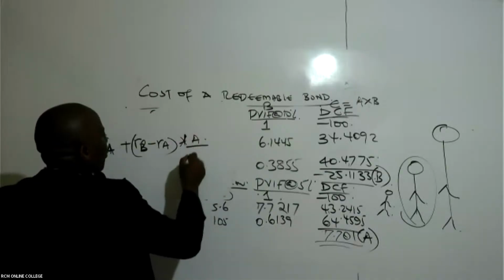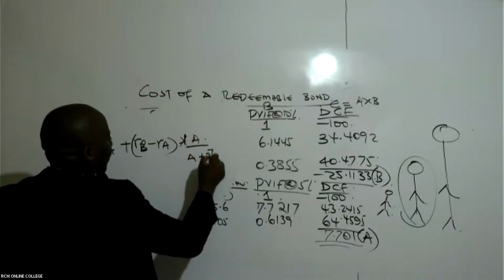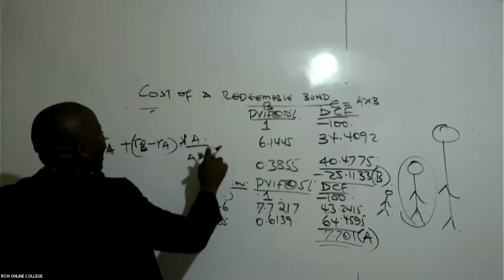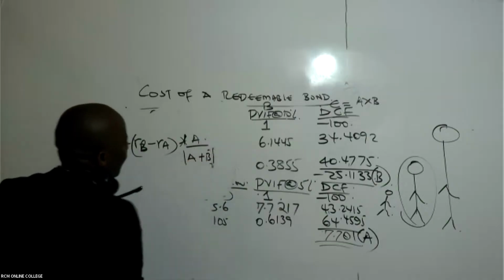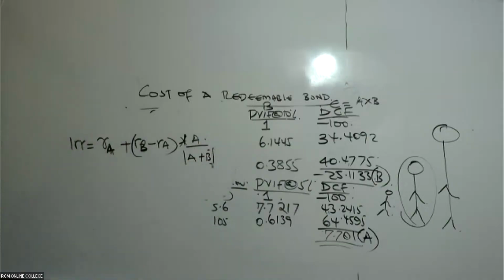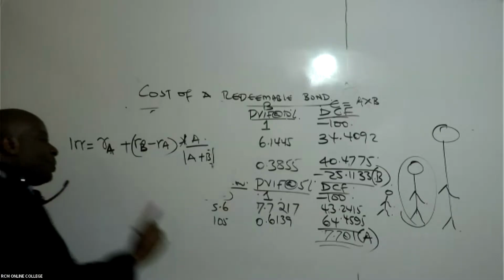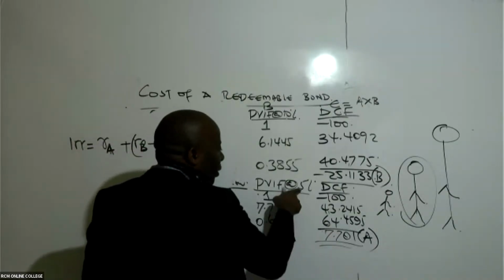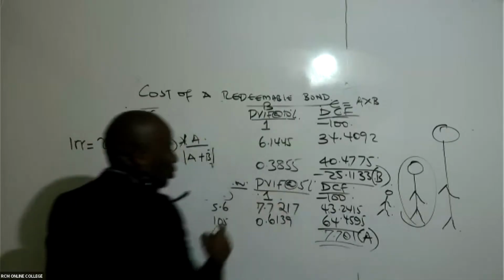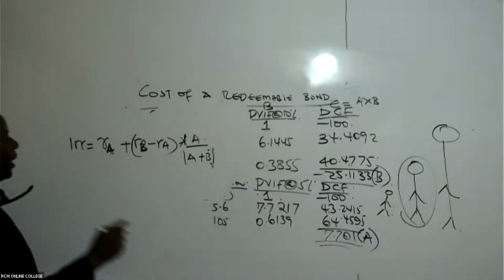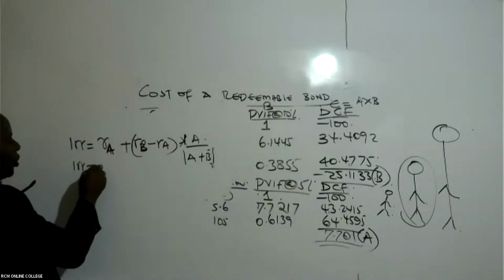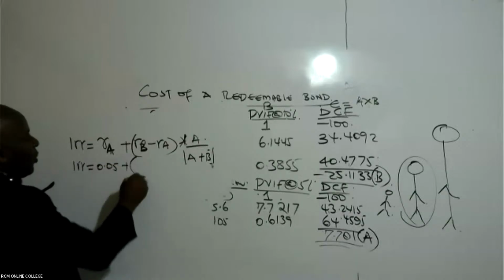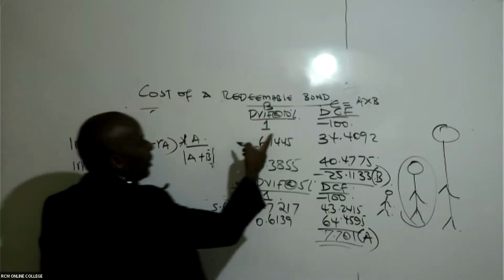A over A plus B. But now remember, this must be absolute. This must be what you call an absolute sum. So don't forget that the positive NPV is your A. And then rate of A is 0.05, the lower one. So 0.05, plus rate of B now is the higher one.